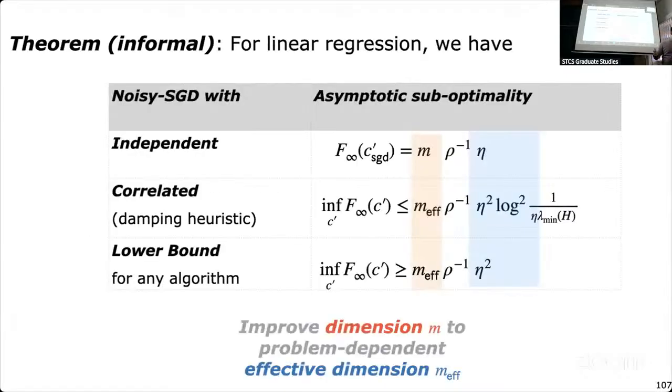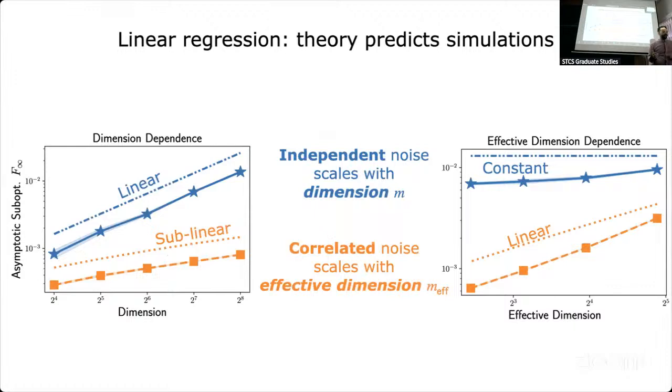So let's look at this effective dimension versus dimension distinction that we found. Empirically, in simulations that matches almost exactly. This dotted line is what is predicted by theory, and the squares and stars are what we found empirically. The left side plot varies the dimension, the right side plot varies the effective dimension. So we see linear prediction with effective dimension here, with dimension there for independent noise, almost exactly.